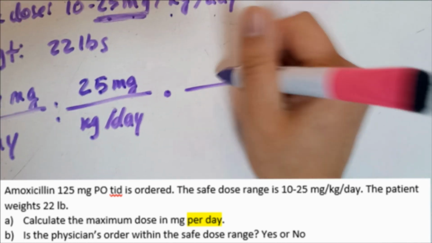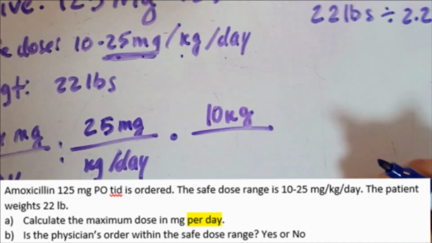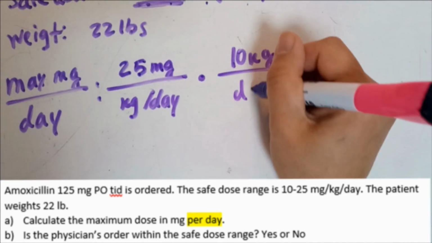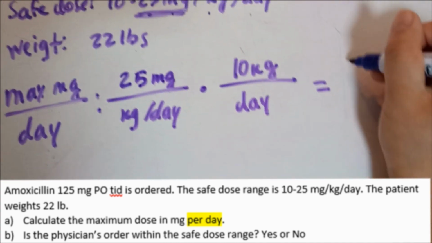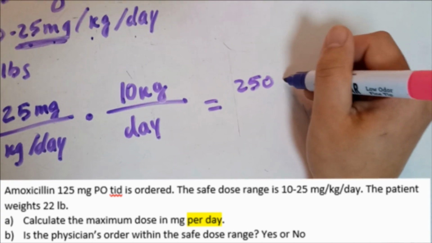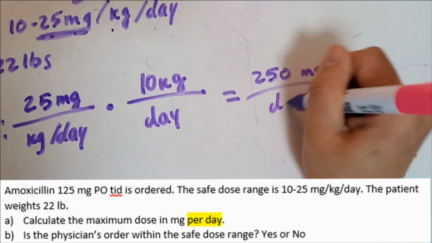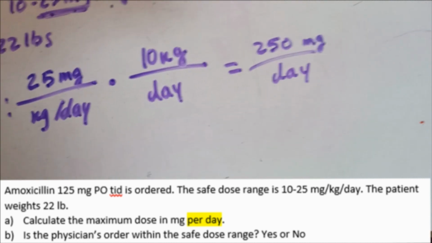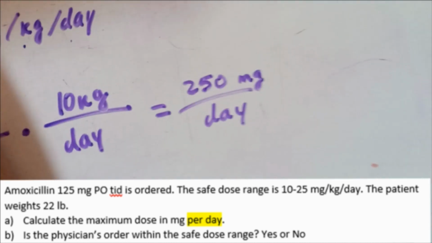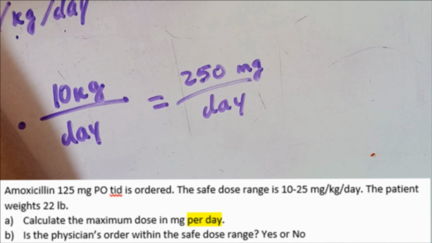So let's plug that in to our equation. 25 milligrams times 10 kilograms per day, right? So that's 250 allowed milligrams per day. The maximum allowed for this patient is 250 milligrams in 1 day.